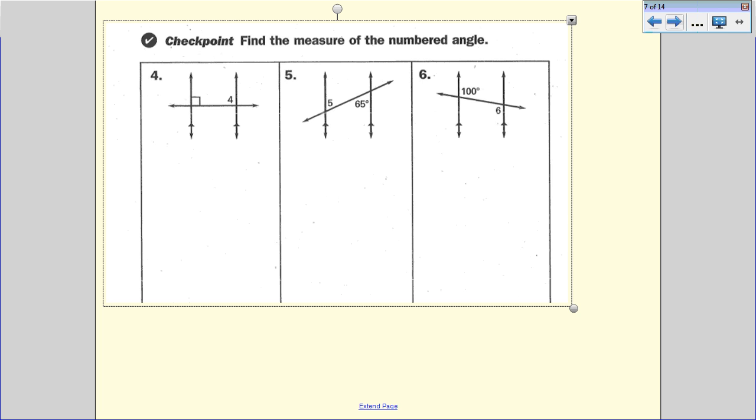Here's our examples. All right, for number 4, if this is 90, then I know this is 90. And then what that means is these two are alternate interior angles. So the measure of angle 4 is 90 degrees. When I look at angle 5 and 65 degrees, those are alternate interior. They're on opposite sides of the transversal, and they're in between. So the measure of angle 5 is 65 degrees.